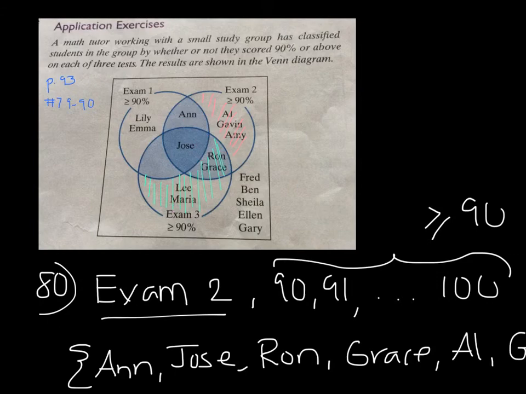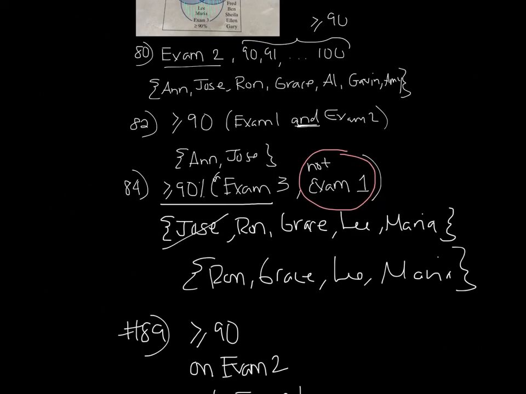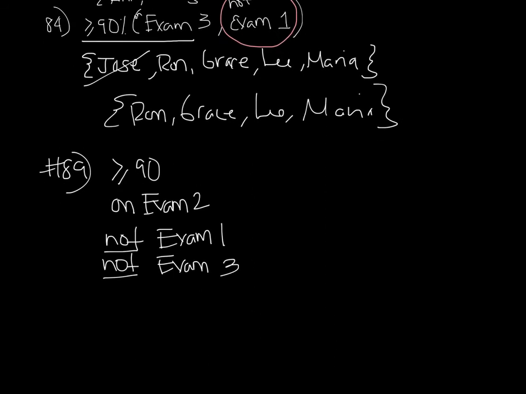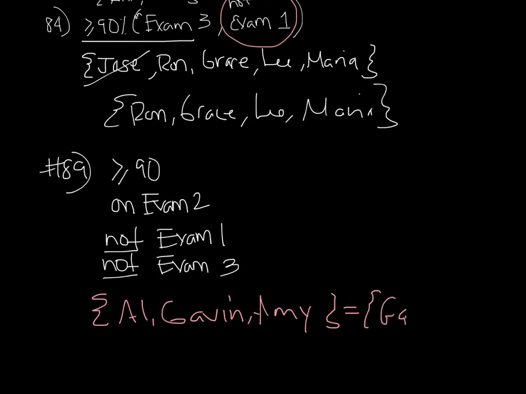So let's write those names down. Our pink set has Al, Gavin, and Amy. And if you want to write Gavin, Amy, and Al, the order doesn't matter. These two sets would be equal.